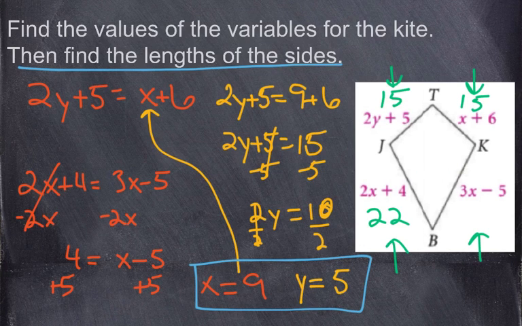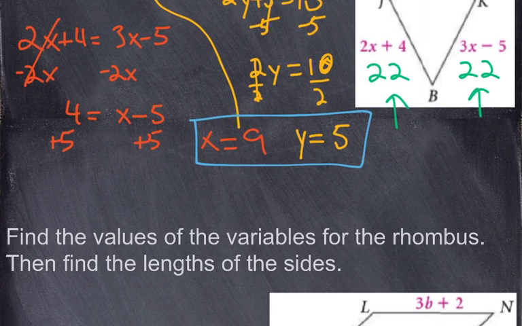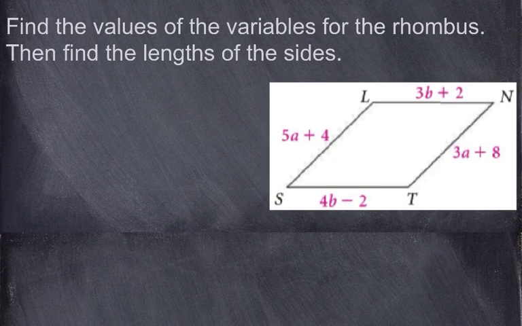Lastly, we plug this one in. 9 times 3 is 27, minus 5 is 22. There you go. So we can be assured that we did it correctly. So always check your work.